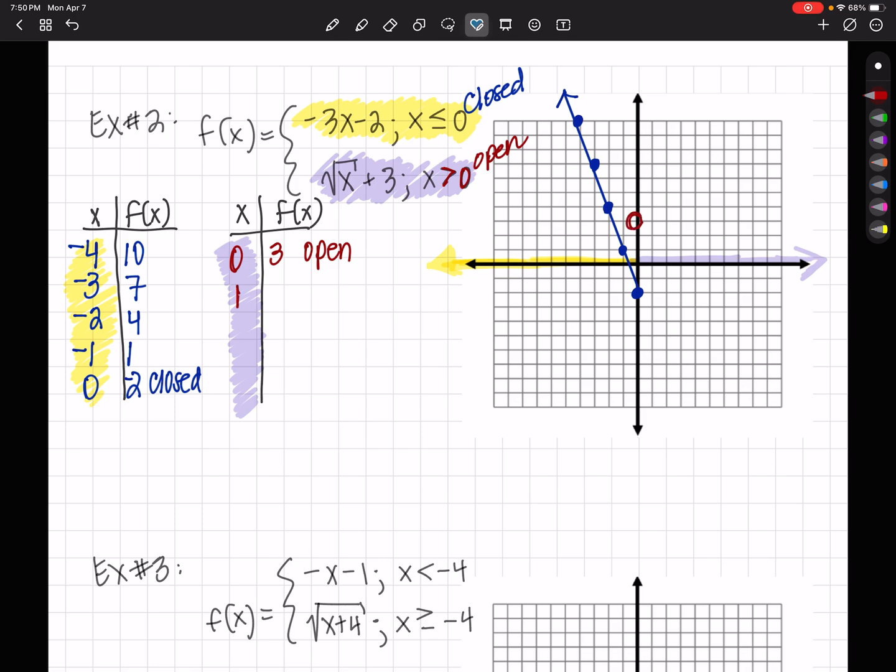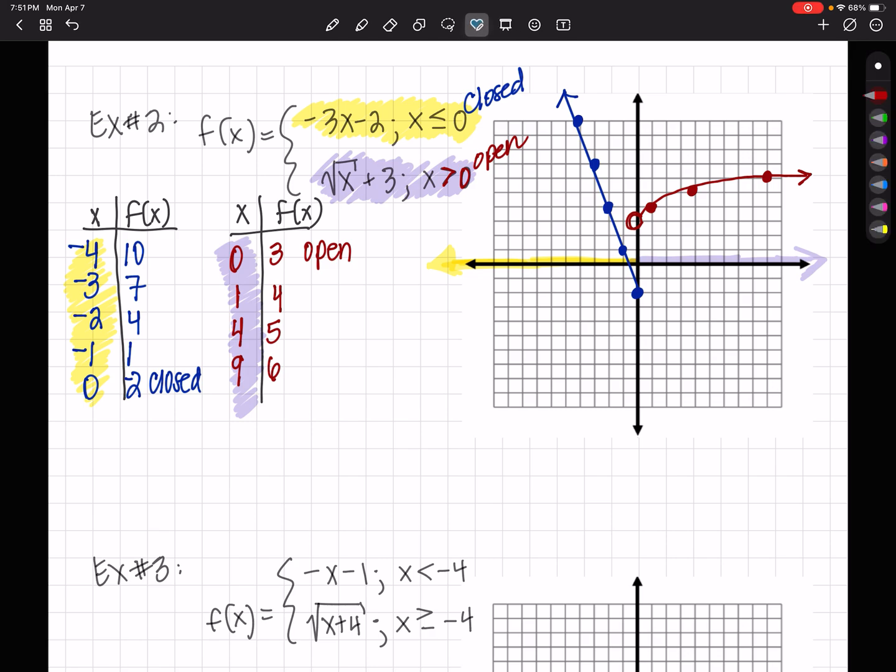Then I put a 1 in. The square root of 1 is 1. 1 plus 3 is 4. So we put a 1 in and we get a 4 out. If I put a 4 in, the square root of 4 is 2. 2 plus 3 is 5. If we put a 9 in, we get a 6 out. And we know that that is a square root function that looks just like that.